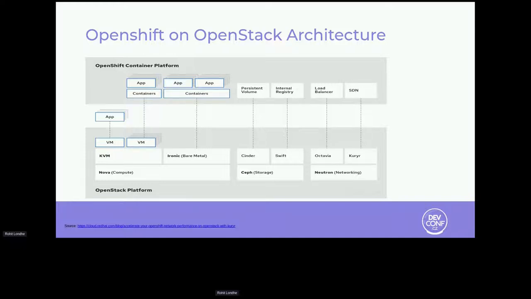Coming to the OpenShift platform, we have applications hosted on the VMs, which can be called worker or master nodes in OpenShift terminology. This diagram is basically just to help you picture the OpenShift on OpenStack platform and how it exactly looks. Similarly, we are using OpenStack-provided storage, and OpenStack-provided networking as well.